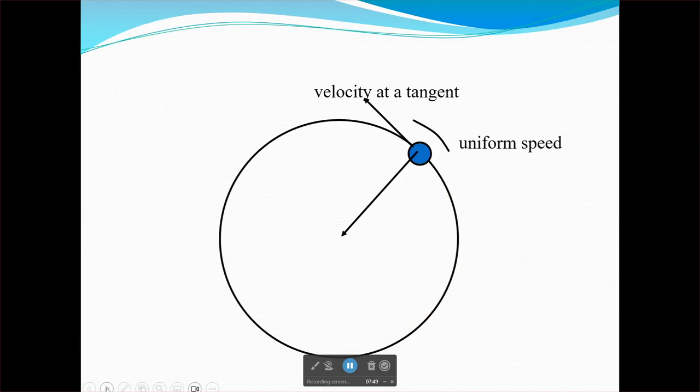All right, so this would be an example of some object that's in uniform speed going around a circle, and we say the velocity is at a tangent to the circle. Okay, that is a trigonometry term. We will not use trigonometry in this course, so we won't go into it too much. And so you can see the velocity vector is going tangent to the circle. And then you might be wondering, what is that vector that's pointing towards the middle? Well, the acceleration and the force are always directed towards the center in an object in circular motion.